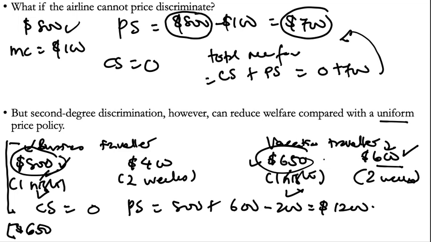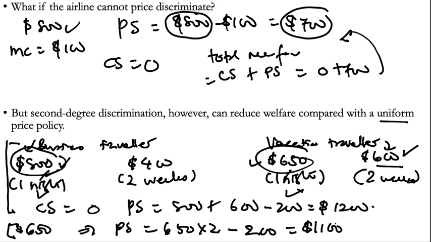So in this case, the airline can sell a ticket to the business traveler when the price is 650, and also to the vacation traveler. So the airline sells two tickets and incurs cost for two persons. So what is the producer surplus? In this case, producer surplus is 650 times 2 minus total cost 200, isn't it? So you're going to get 1,100.